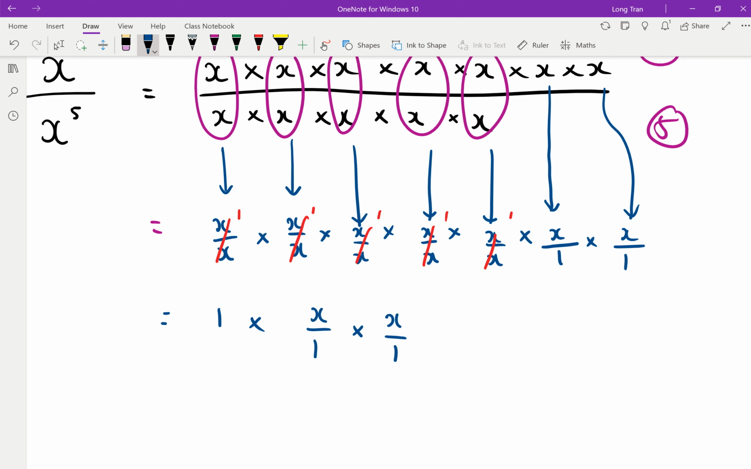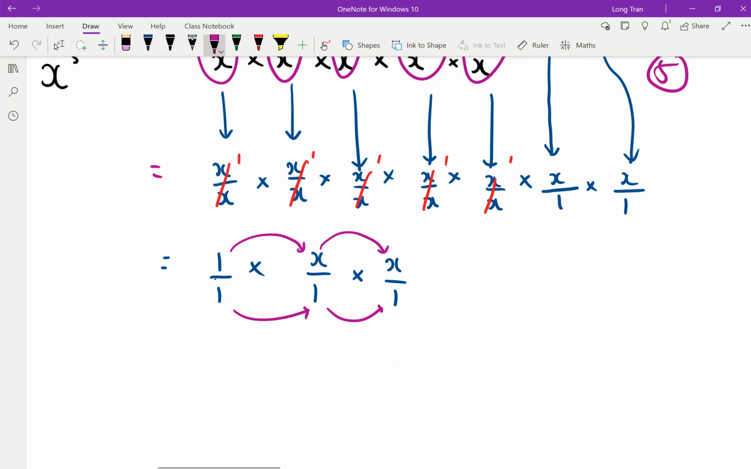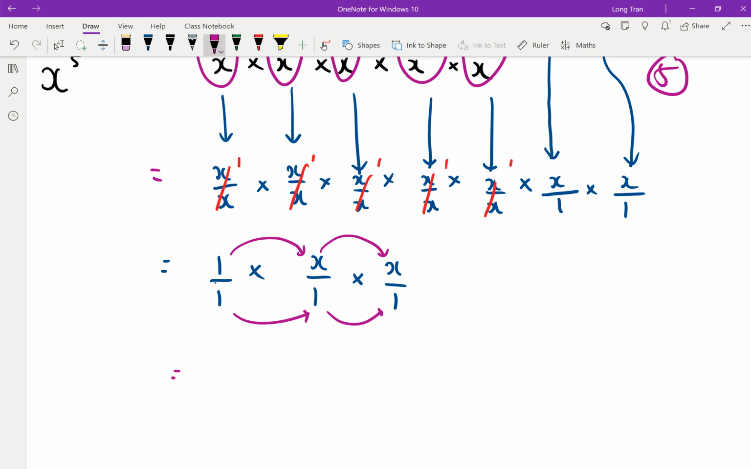Now remember, when you write the number 1 as a fraction, it's the same thing as 1 over 1. And can you see, collecting the fractions together, 1 times x, so top with top, and then bottom with bottom. Can you see, you actually just end up with x times x, which is x squared, over 1 times 1 times 1 is just 1. So the answer is just x squared.